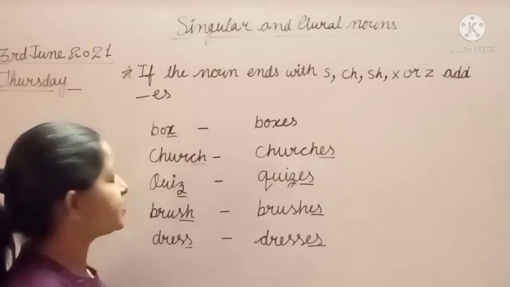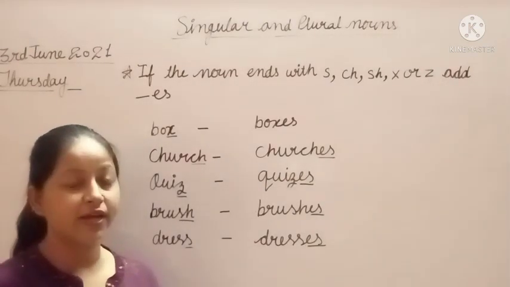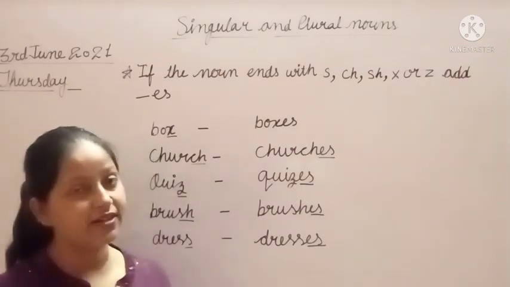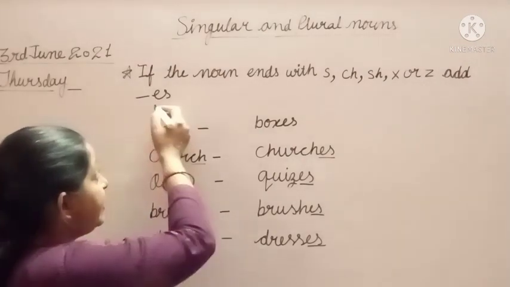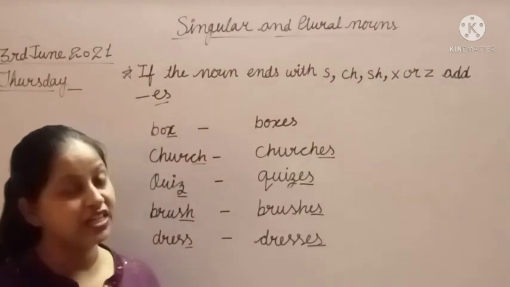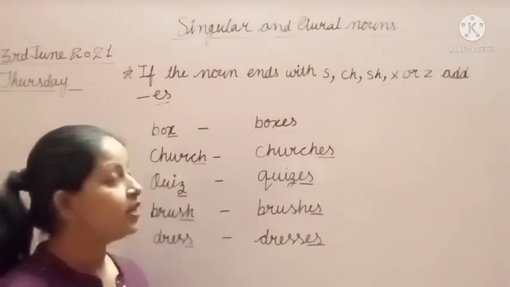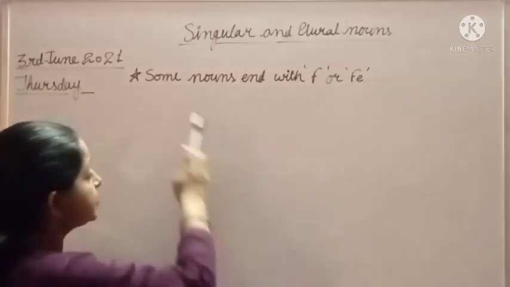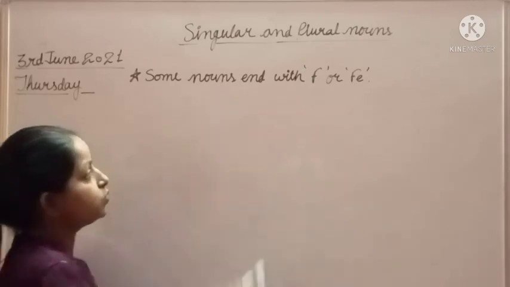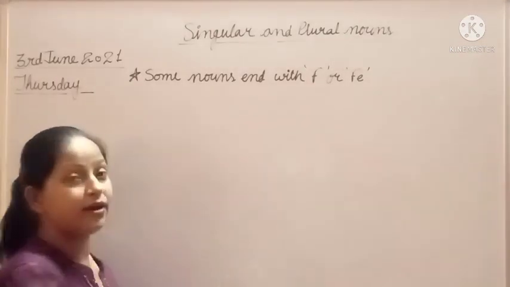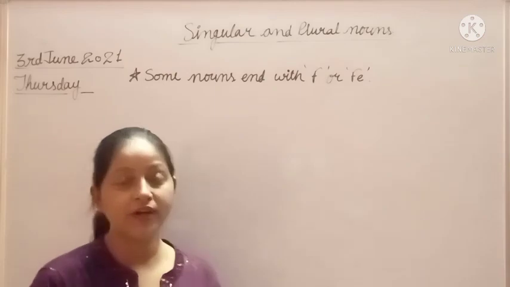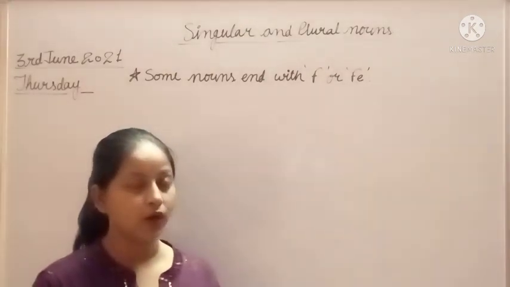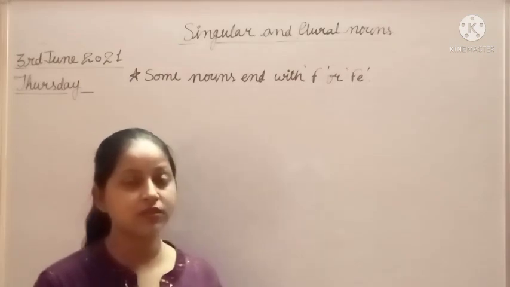Okay students? Yes. If the noun ends with S, CH, SH, Z and X, then we will add ES at the end of these type of nouns. Clear to all? Now we will learn some more rules. If we have some nouns that end with F or FE, then what will we do to make plurals of these type of nouns?